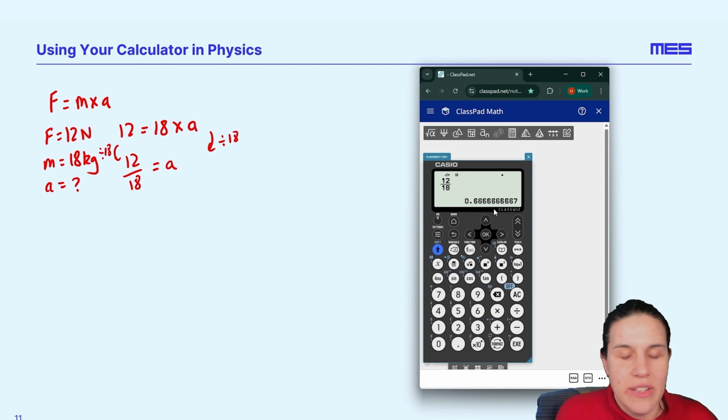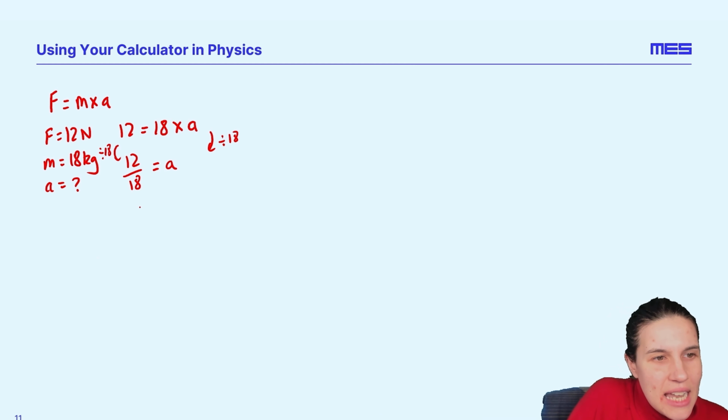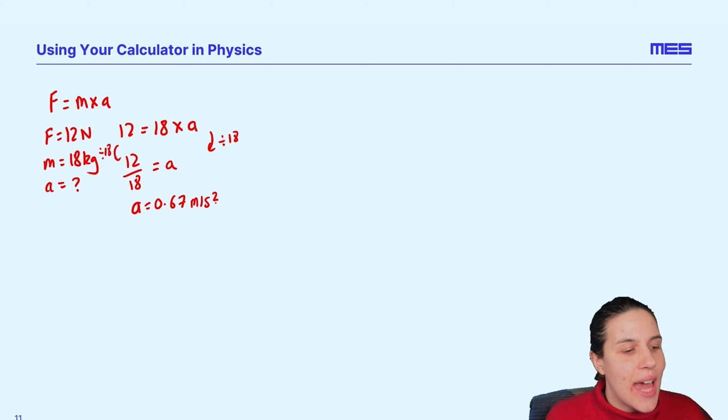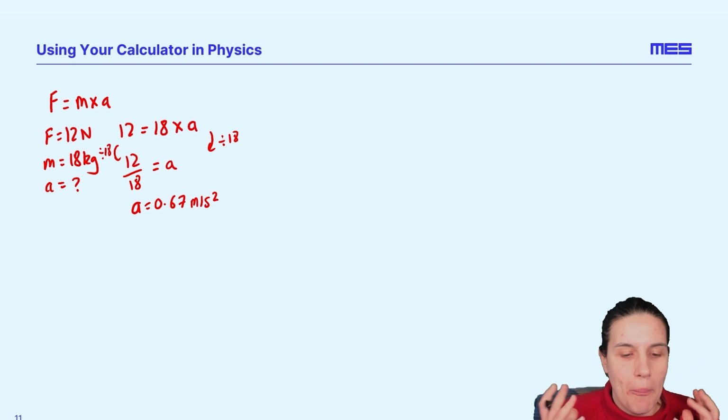But I don't use recurring decimals in physics either. So I'm going to write this number to 2 decimal places, okay? Because that'll be the first decimal place, this will be the second decimal place here. This number here is a 6. It's a number that's 5 or bigger, so I'm going to round up. So this is going to be acceleration is equal to 0.67 meters per second squared. So that's how we use our format button.